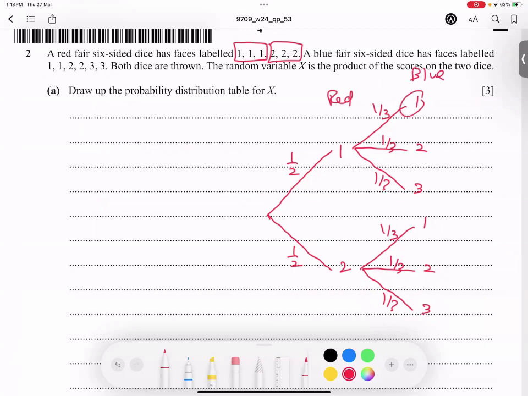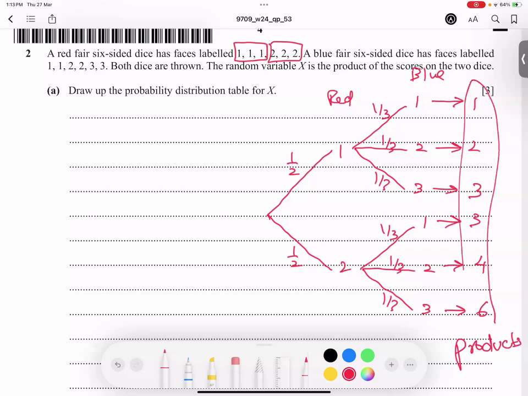Product: 1 times 1 is 1, so I got a product 1. 1 times 2 is 2, so we got 2 as the answer. So I'm writing the products here. 1 times 3, I get 3. The table method we know already, and we have done it many times, so I'm using a different way to solve it. So these are the products you can see from here.